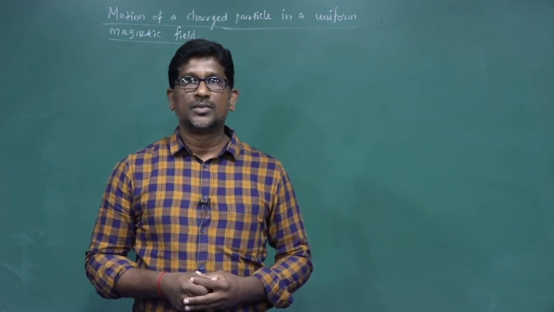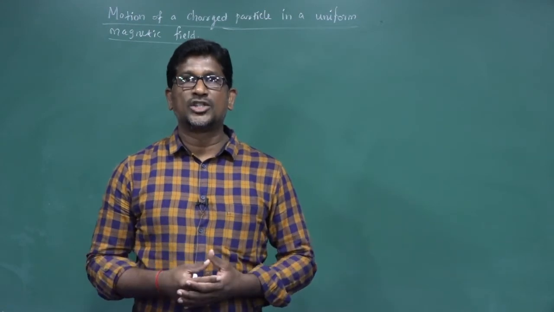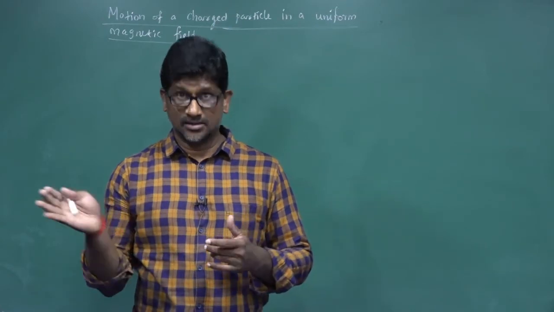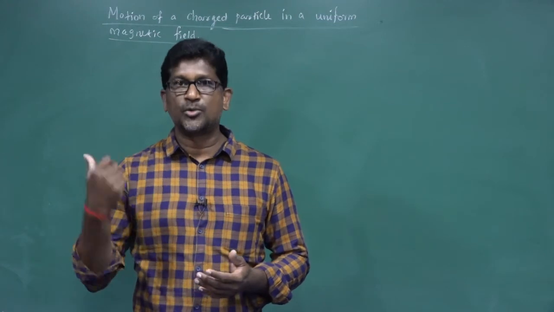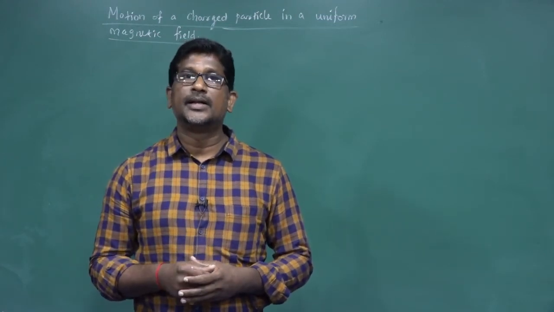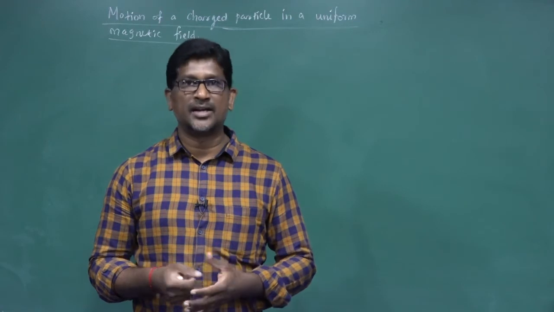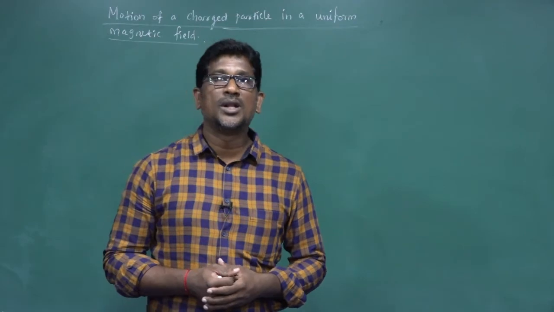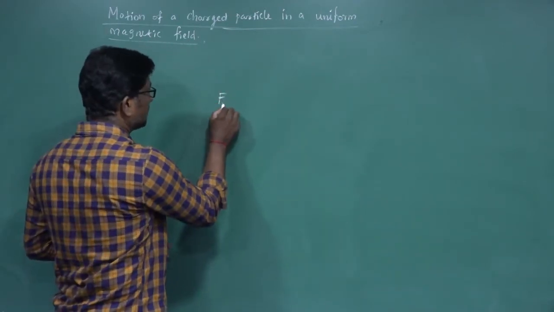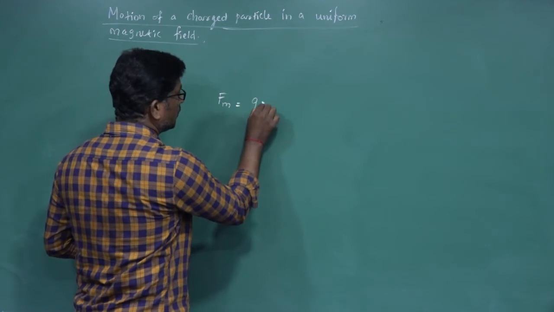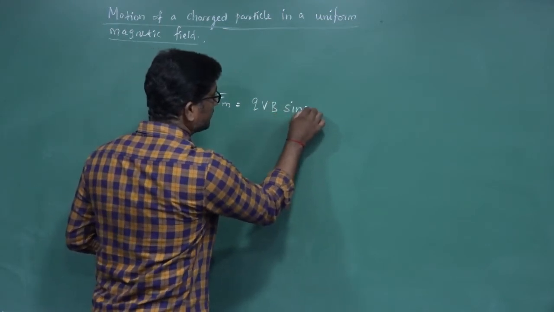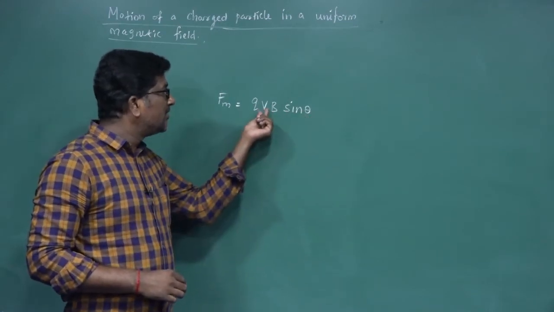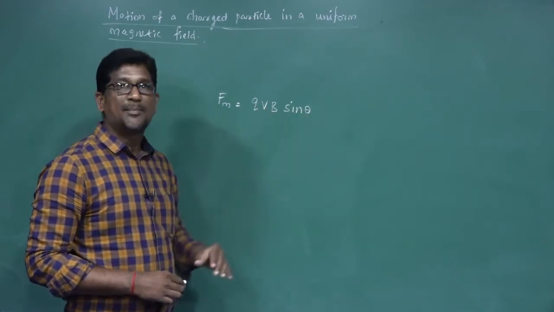Already I told, whenever an electric charge moves inside the magnetic field, other than along the direction of the magnetic field or opposite to the direction of the magnetic field, it experiences magnetic force or magnetic Lorentz force. It is given by the formula F suffix m is equal to q v B sin theta. What is theta? The angle between the velocity of the charged particle and the magnetic field.